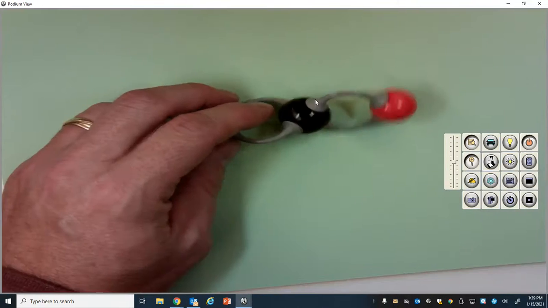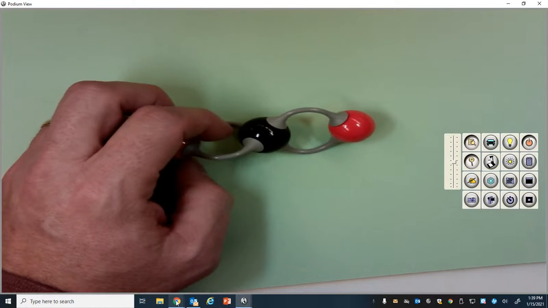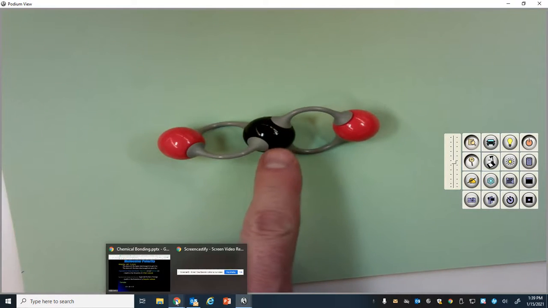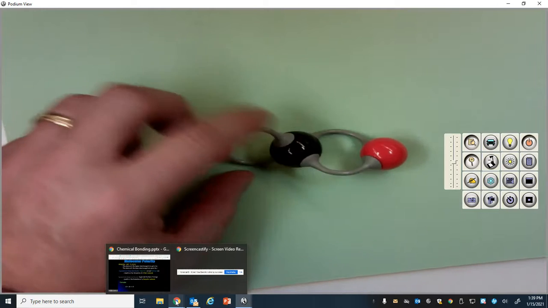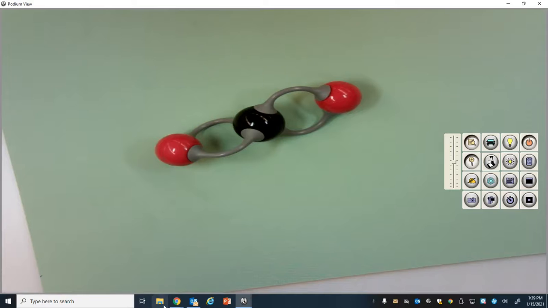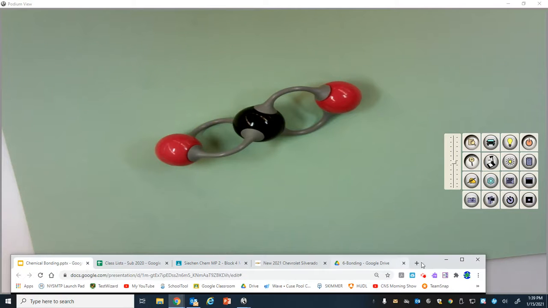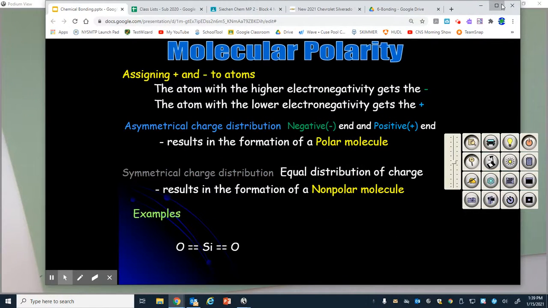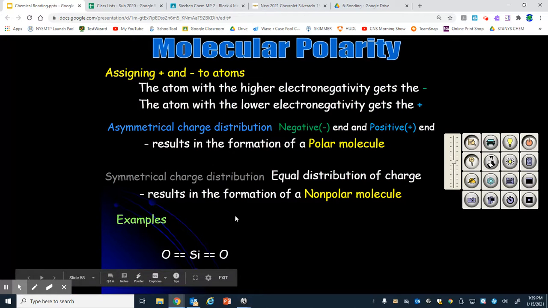Let's see if I can make this bigger. It looks like this right here. You've got the silicon and two oxygens, and there are two double bonds there. Now we'll go back to our notes, I think. I'm learning how to navigate quickly.